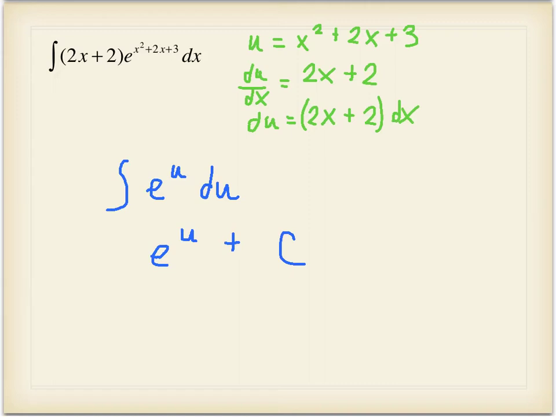And then finally I just substitute back. So I put my u back in place of u, and so I get e to the x squared plus 2x plus 3, all of that plus c. And there's my final answer. So this one is certainly tailor-made for this u substitution.